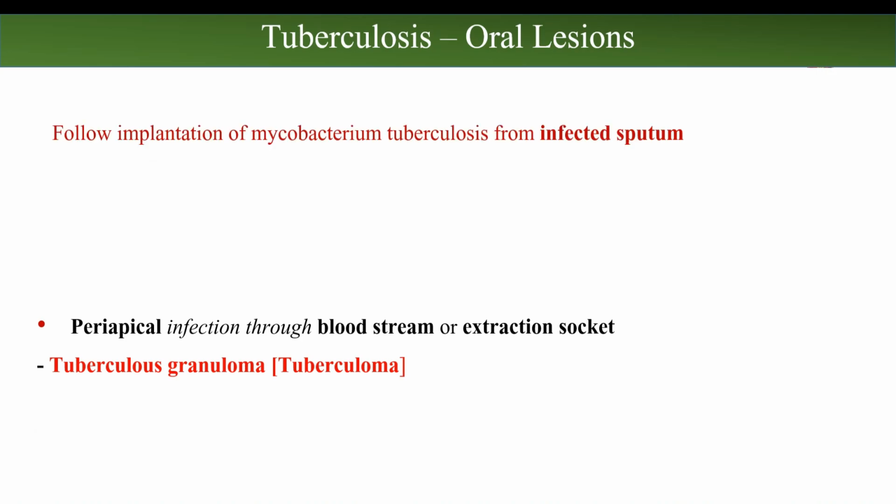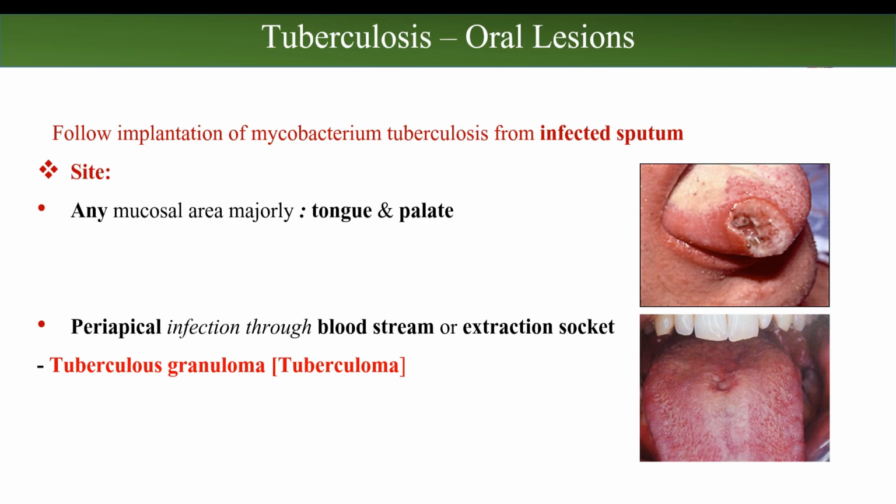So oral lesions follow whenever the bacteria is coughed. The sputum comes and reaches the oral cavity. It reaches either the crevices, an open wound, or a recent extraction site, where the bacteria lodges itself, and that's how it reaches the oral cavity. This is the path it follows. Any mucosal area can be involved, of course, but tongue and palate are involved more commonly.